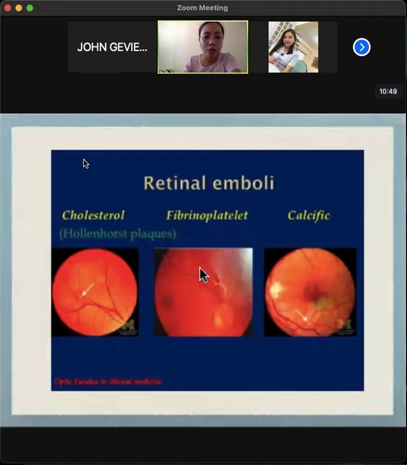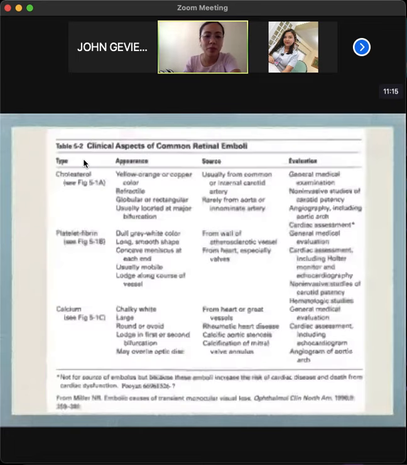While your platelet fibrin emboli are usually rare, and come from the great vessels of the heart and are usually broken up as they traverse the retinal circulation. While calcific emboli usually come from your cardiac valves. They appear solid and are permanently lodged within the retinal arteriole. So this is just a table of the different appearances and sources of your different retinal emboli.